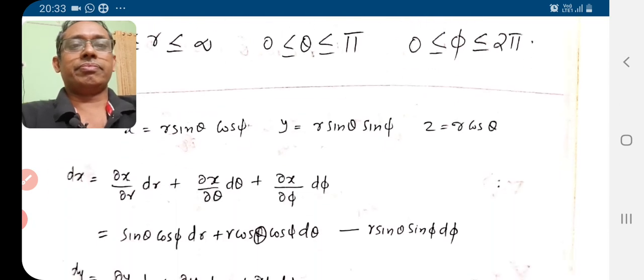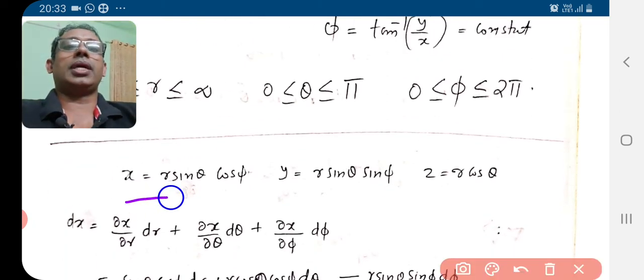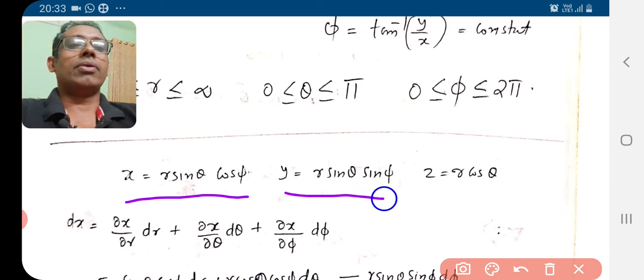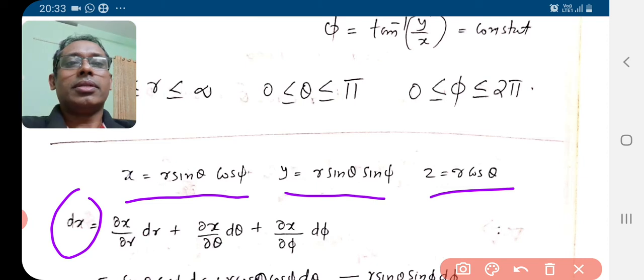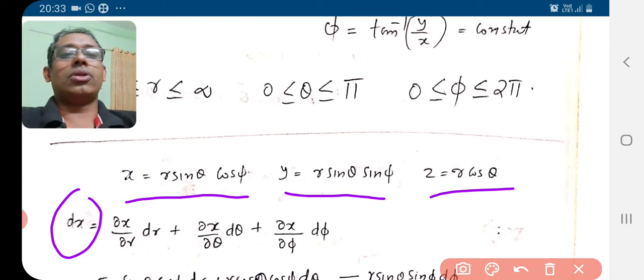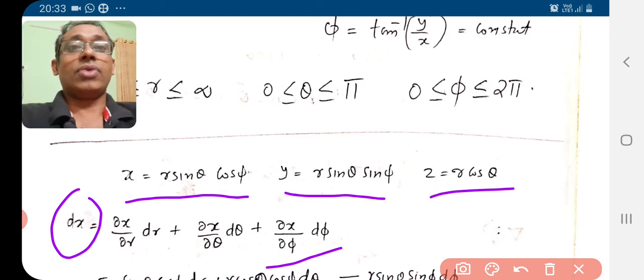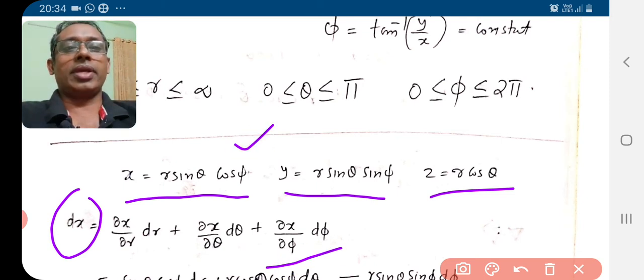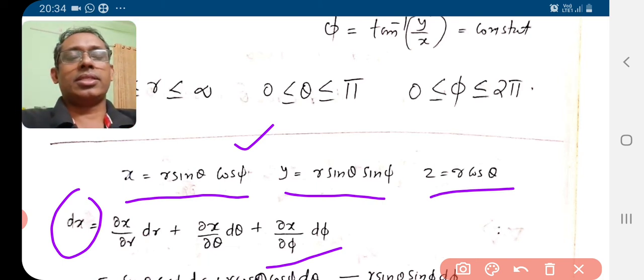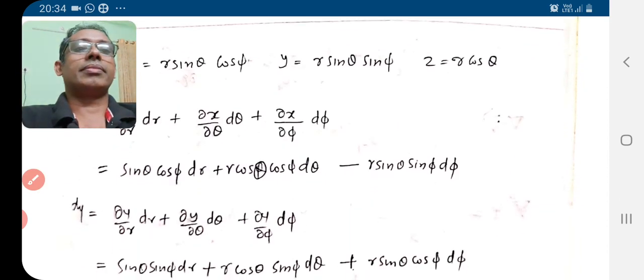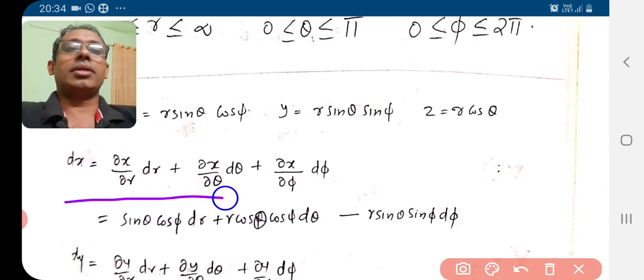Now from x equal to r sin theta cos phi, y equal to r sin theta sin phi, z equal to r cos theta, I can find dx. Dx is dou x dou r dr, plus dou x dou theta d theta, plus dou x dou phi d phi. Dou x dou r is sin theta cos phi, dou x dou theta is r cos theta cos phi, and dou x dou phi is minus r sin theta sin phi. So this is dx.